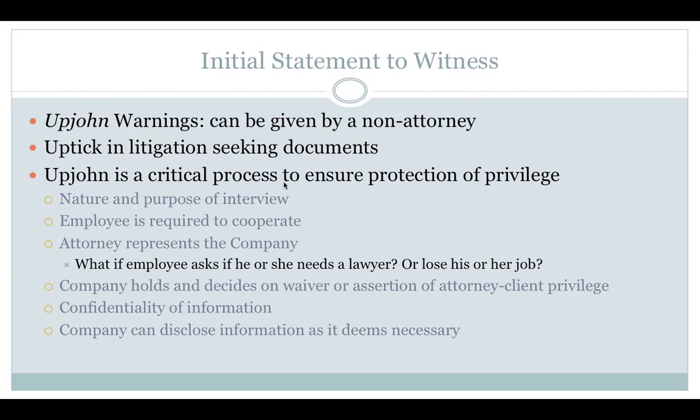If the employee asks if he or she needs a lawyer or will they lose their job, you say, look, as the investigator, you're there just to get the facts. That's not my job, is what you say, basically. That I cannot advise you on. My role is simply to investigate this and get the facts. The company, you have to tell them, holds and decides on the waiver or assertion of attorney-client privilege. They also control the confidentiality of the information. And the company, not the employee, will disclose the information as it deems necessary. That's basically what you have to cover in your Upjohn warnings.